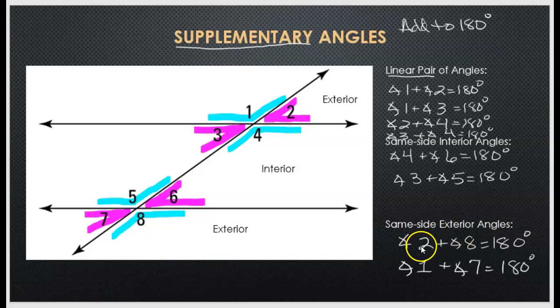Okay, and hopefully you got that angle 2 and angle 8 are same side exterior angles, therefore they add up to be 180, and then angle 1 plus angle 7 are same side exterior angles, therefore they add up to be 180 degrees.